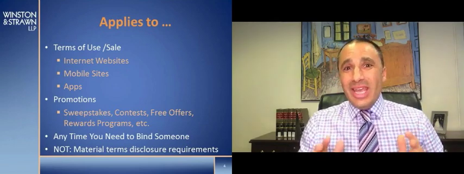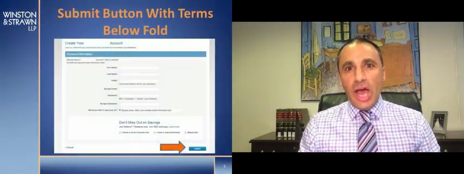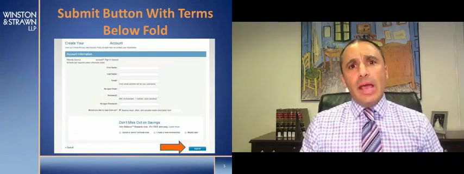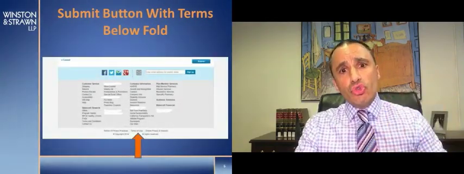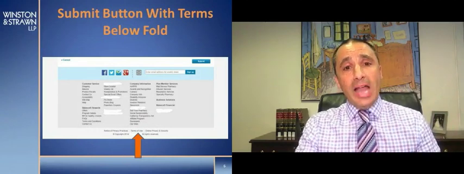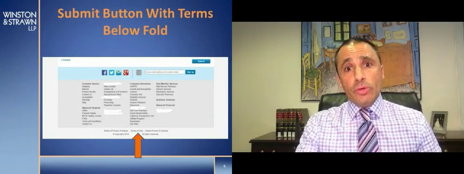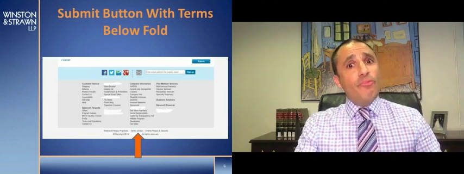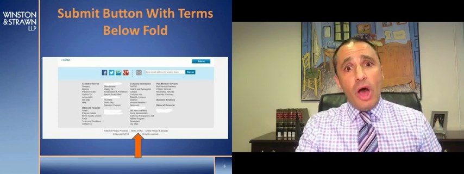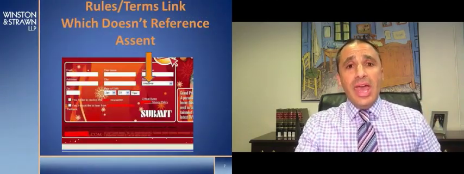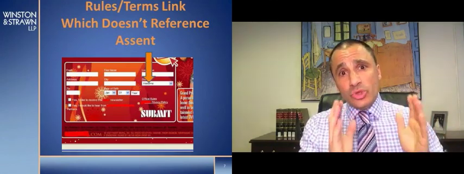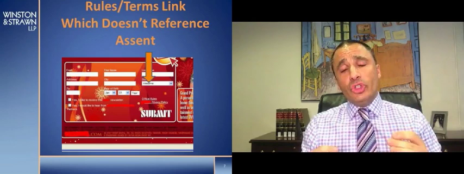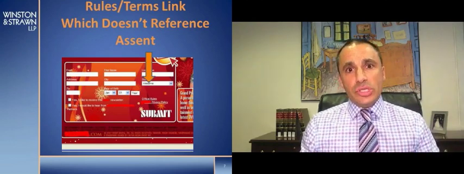So, what isn't probably sufficient under this contract law? Well, here's one good example. You see the submit button, and then you see that you're going to have to scroll below the fold at the bottom of the website to the terms of use. Now, you might laugh, but that's still what a lot of companies are doing these days. Now, here's another example of what a lot of companies are doing. You see the sign up, you see the official rules link is right next to the submit button.